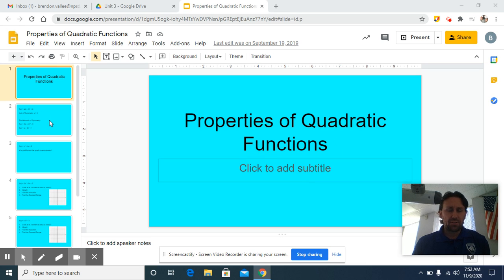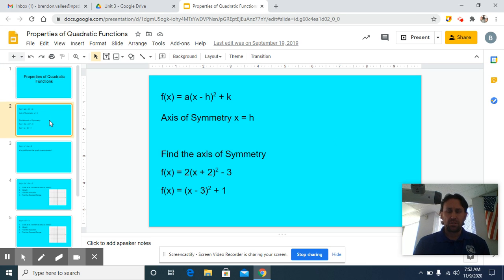Okay, properties of quadratics. This is called vertex form. You should be very familiar with vertex form because we know about our transformations, right? Right here, if it's +2, it's to the left 2. If it's -3, it's down 3. And that 2 is going to make it stretch vertically, right?